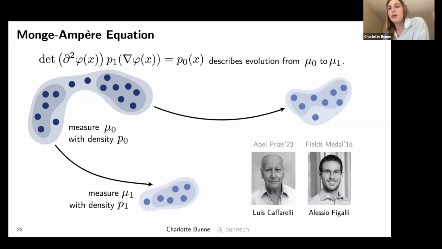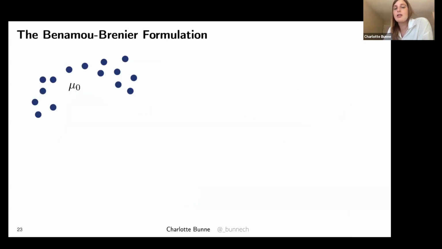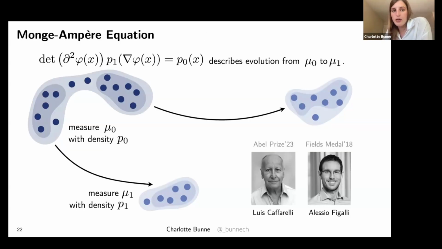This has been so far mostly used to study certain regularity processes or properties of optimal transport. In particular, last year's Abel Prize, as well as the Fields Medal, went to people who studied these types of processes or these types of PDEs in connection with optimal transport, among others, of course. This is not a very practical formulation though, because it's very hard to solve and very hard to parameterize.